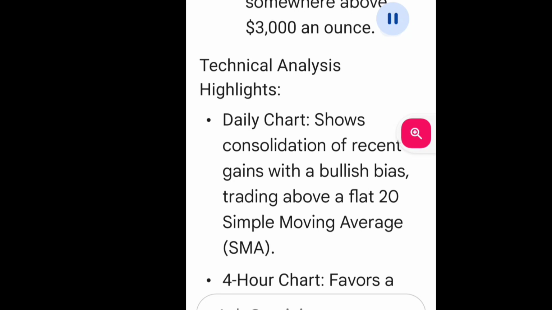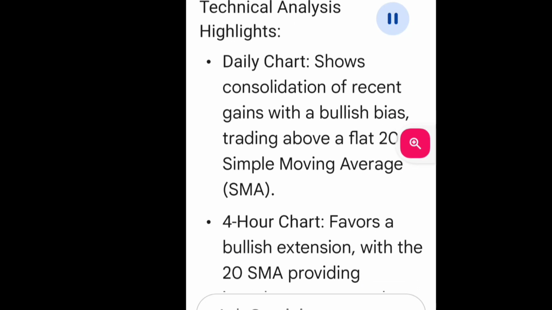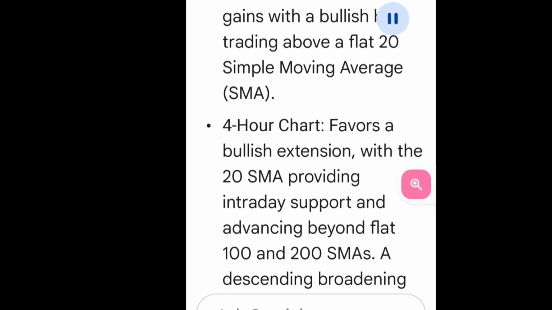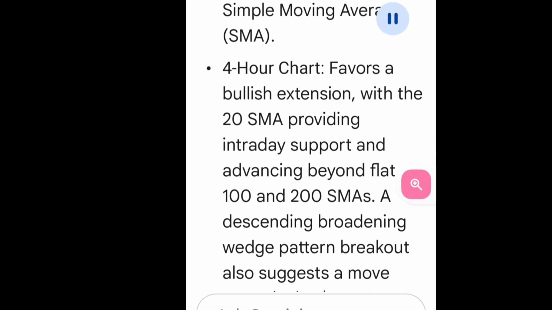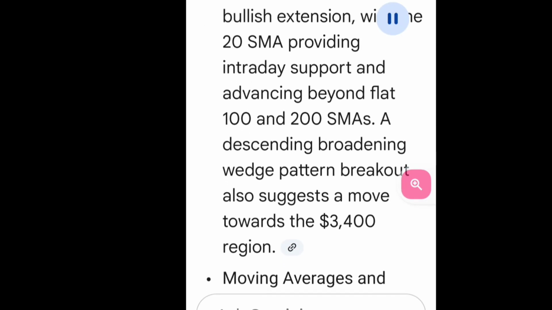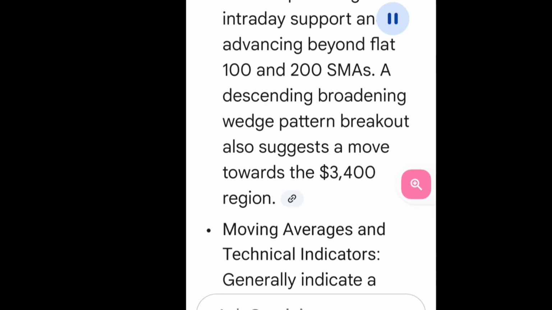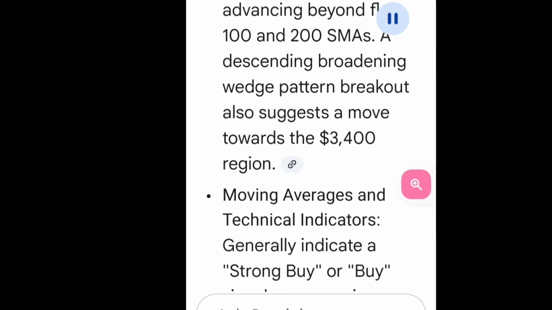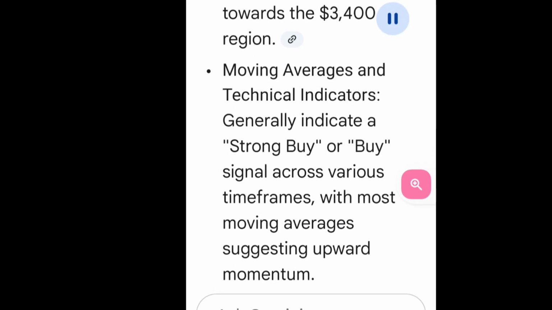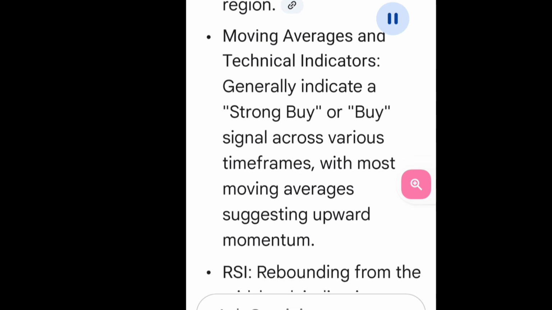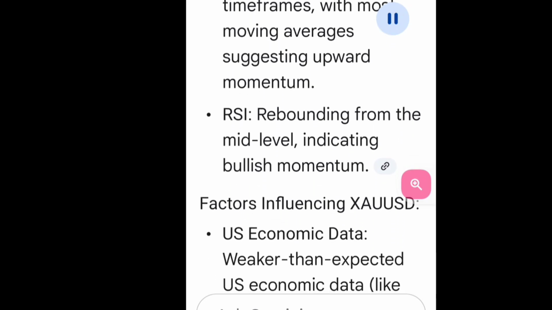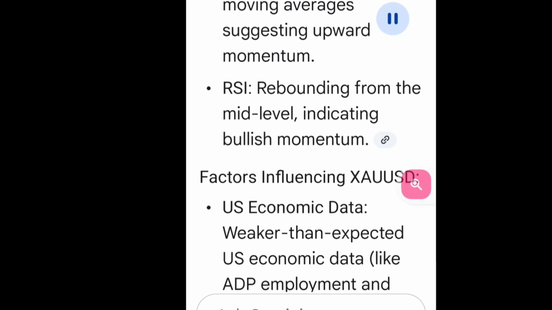Technical analysis highlights. The daily chart shows consolidation of recent gains with a bullish bias, trading above a flat 20 simple moving average, SMA. The 4-hour chart favors a bullish extension, with the 20 SMA providing intraday support and advancing beyond flat 100 and 200 SMAs. A descending broadening wedge pattern breakout also suggests a move towards the $3,400 region. Moving averages and technical indicators generally indicate a strong buy or buy signal across various timeframes, with most moving averages suggesting upward momentum. RSI, rebounding from the mid-level, indicates bullish momentum.